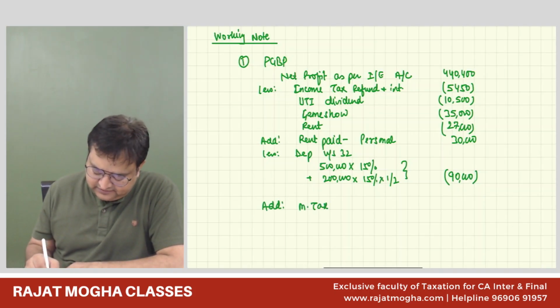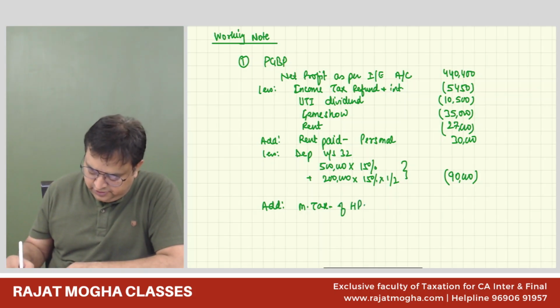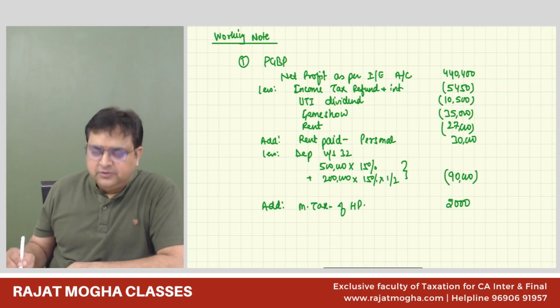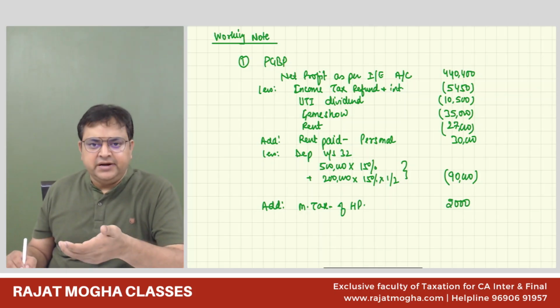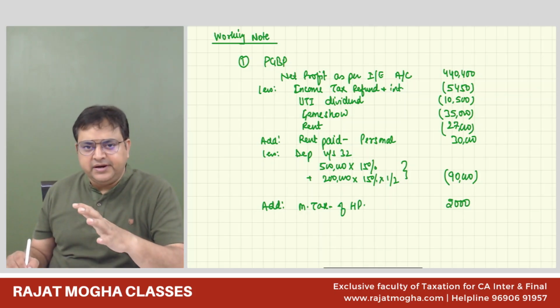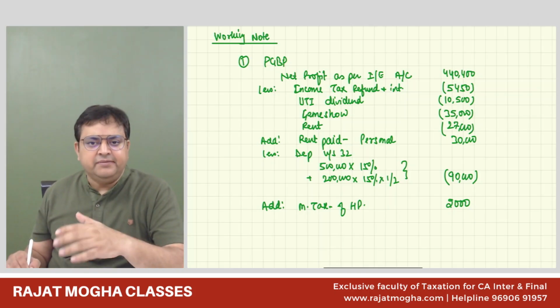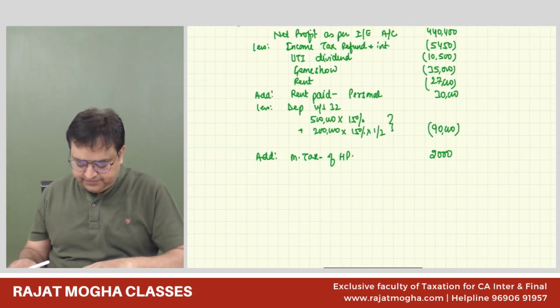Municipal taxes of house property, 2,000. So we have incorrectly debited it. So we will say no, it should not be debited. So if it should not be debited, my profit will increase.